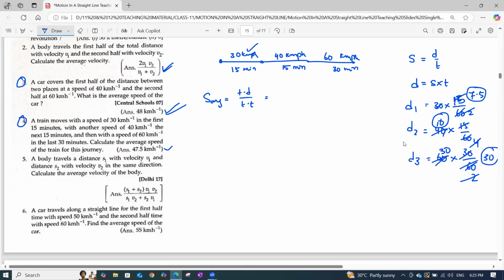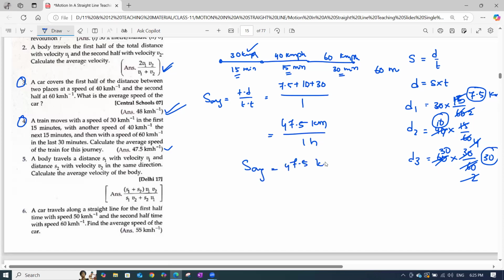So what you have to do: distance is 7.5 plus 10 plus 30 upon time. Time is 15 minutes, 15 minutes, 30 minutes. In total it is 60 minutes, which you can take as 1 hour. These are all kilometers only, because everything is in kilometer per hour. So 30 plus 10 is 40, 40 plus 7.5 is 47.5 kilometers upon 1 hour. So the answer: average speed is equal to 47.5 kilometers per hour.